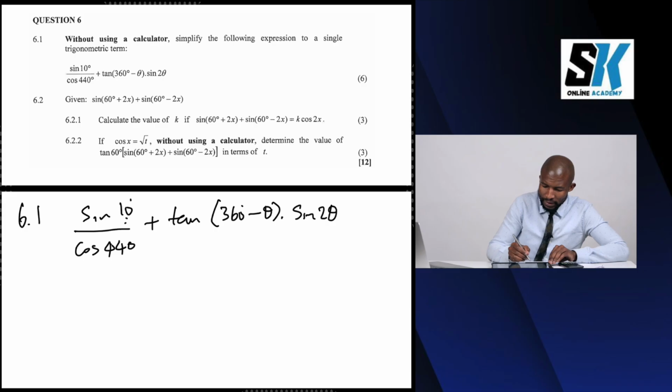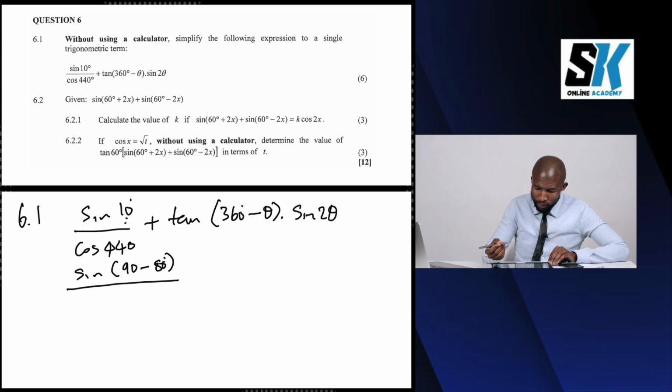So we can see the top part. You can change it into sine (90 minus 80). How can we get to 90 minus 80? That is how we would get sine 10. And also for cos 444, any value that is bigger than 360, you just subtract 360. So if you subtract 360 from 444, you get cos 80.